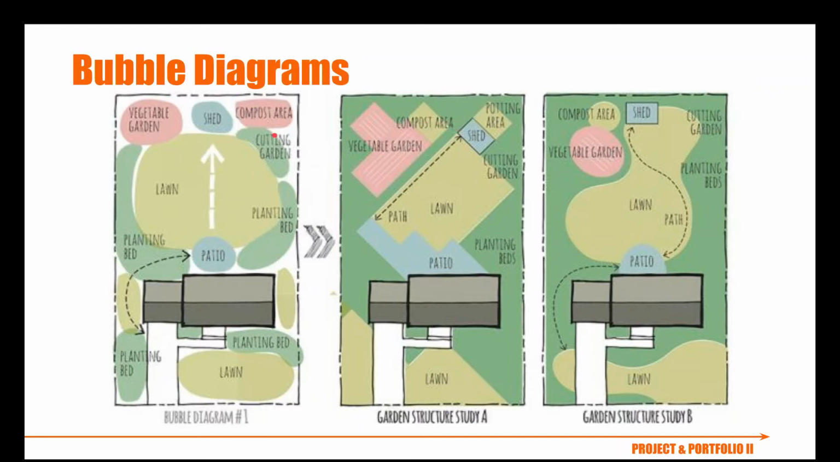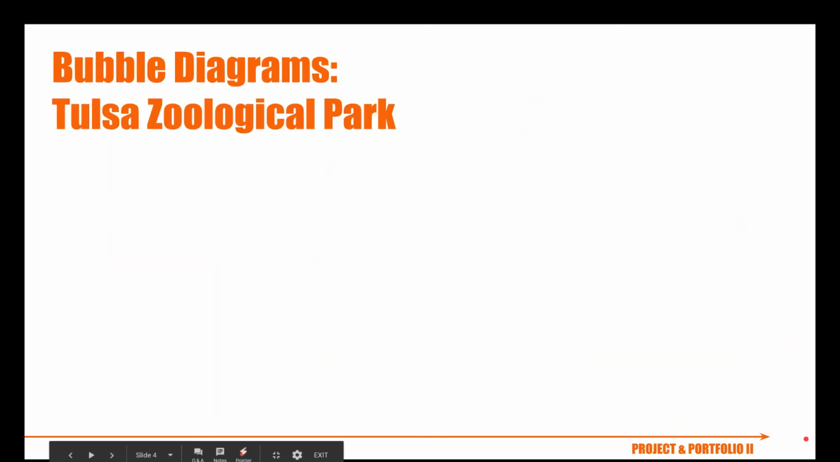So the bubble diagram allows us to plan out exactly where we want general areas to be, and then detail them out even further once we're happy with that bubble diagram. Moving on to the Tulsa Zoo, this is a real world example, definitely something that's a great example of a bubble diagram, so let's go ahead and bring it up.